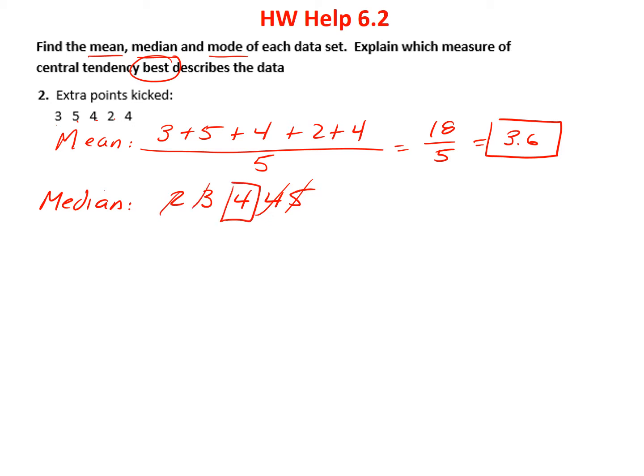Okay? Now my mode asks the question, is there any number that shows up more than others? And notice we do have 2 4s, so the mode is 4.